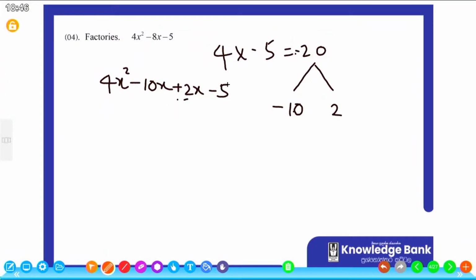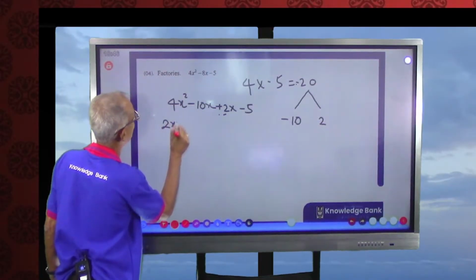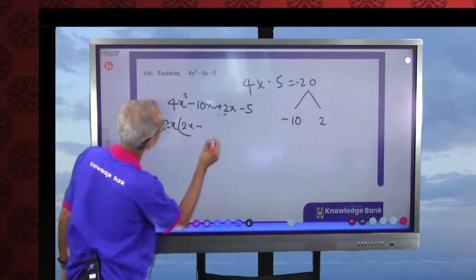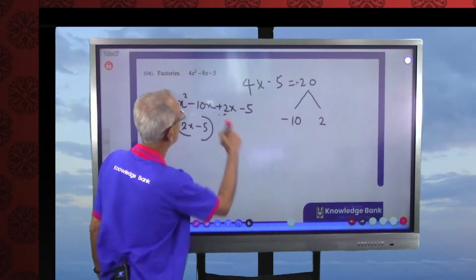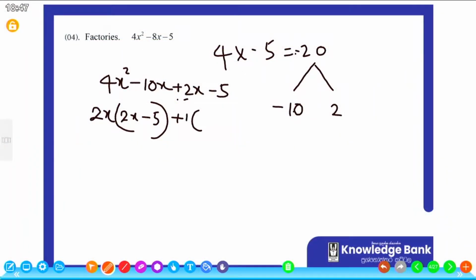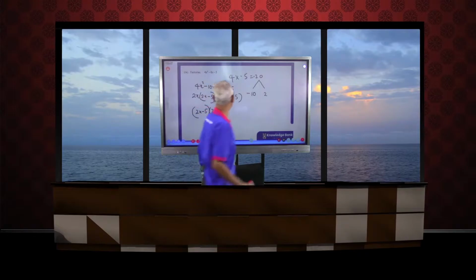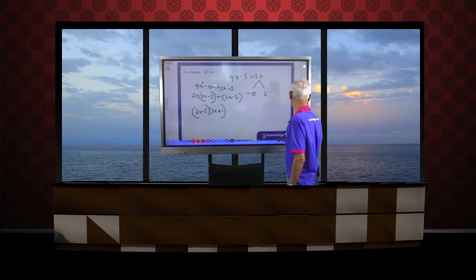Then here you can find the common factors. X is common, then 2 is common, so 2x is common here. If you take 2x here, then 2x minus 5. And the next one, let's take the plus 1 out, then here also 2x minus 5. Then the common factor is 2x minus 5. Again you can write 2x minus 5 and 2x plus 1. These are the factors of 4x squared minus 8x minus 5. Okay, then let's move to the next question.